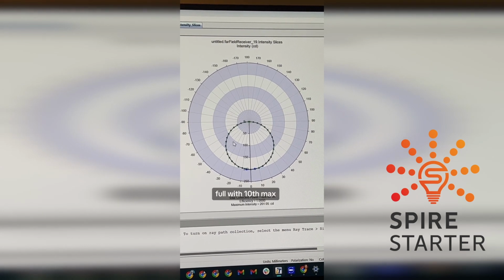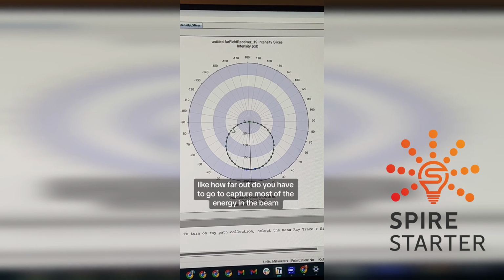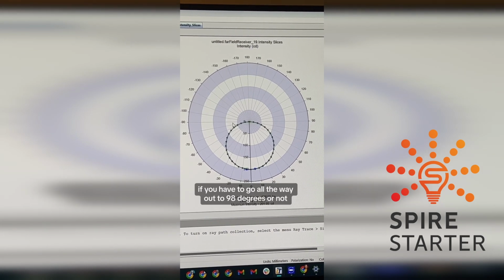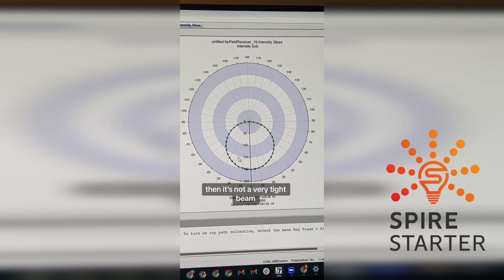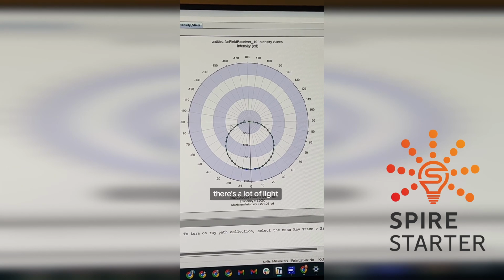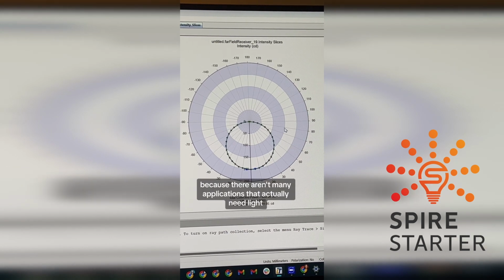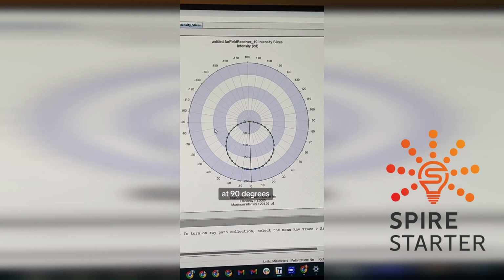Full width tenth max is a good way to understand how far out you have to go to capture most of the energy in the beam. If you have to go all the way out to 89 degrees, then it's not a very tight beam. There's a lot of light that probably isn't going to be used, because there aren't many applications that actually need light at 90 degrees.